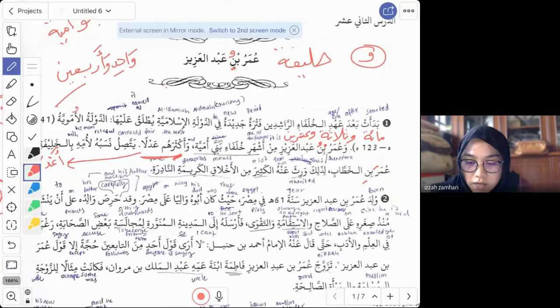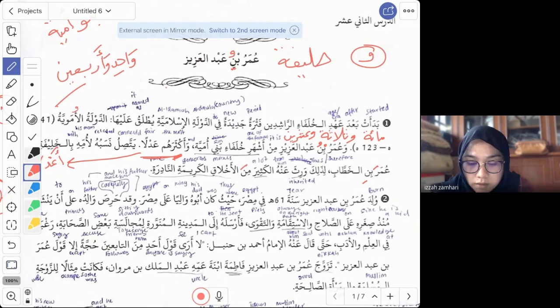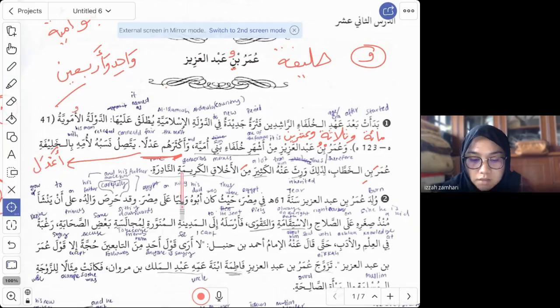Lizalika warisa anhu al-kathira min al-akhlaq al-karimat an-nadirat.